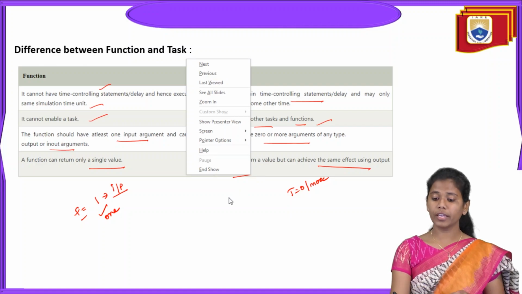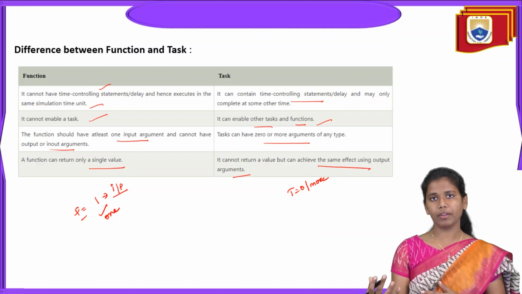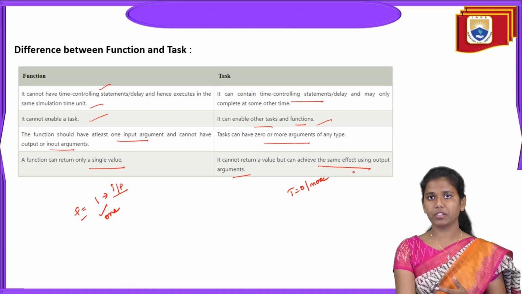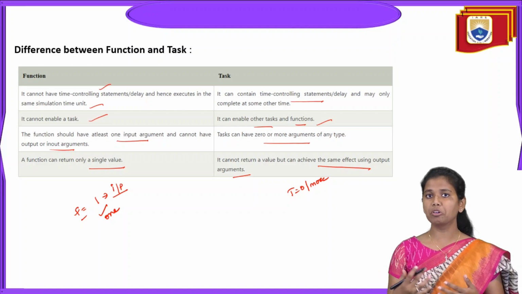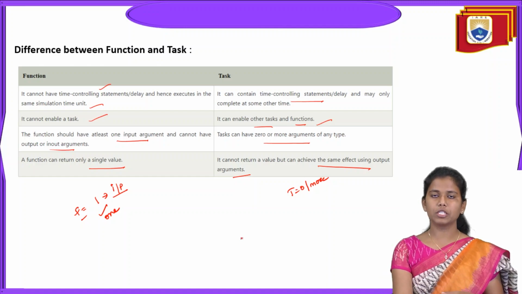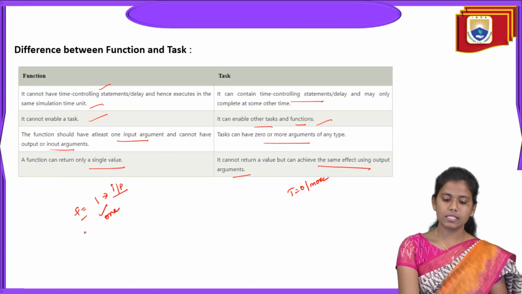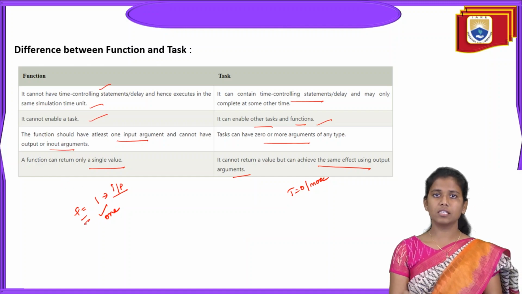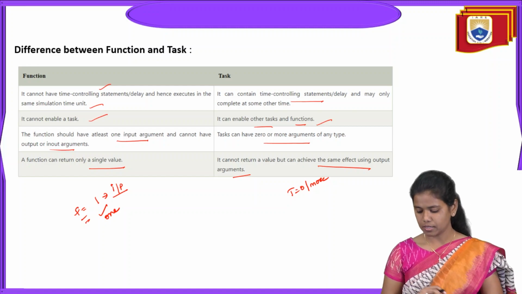So here the last point says that though the task cannot give any value, what it can do is give the same effect using the output argument. So it can generate the output in one or more bits by using the output arguments. Whereas the functions, we are saying, can return only a single value. So this is just a difference between the functions as well as the task.